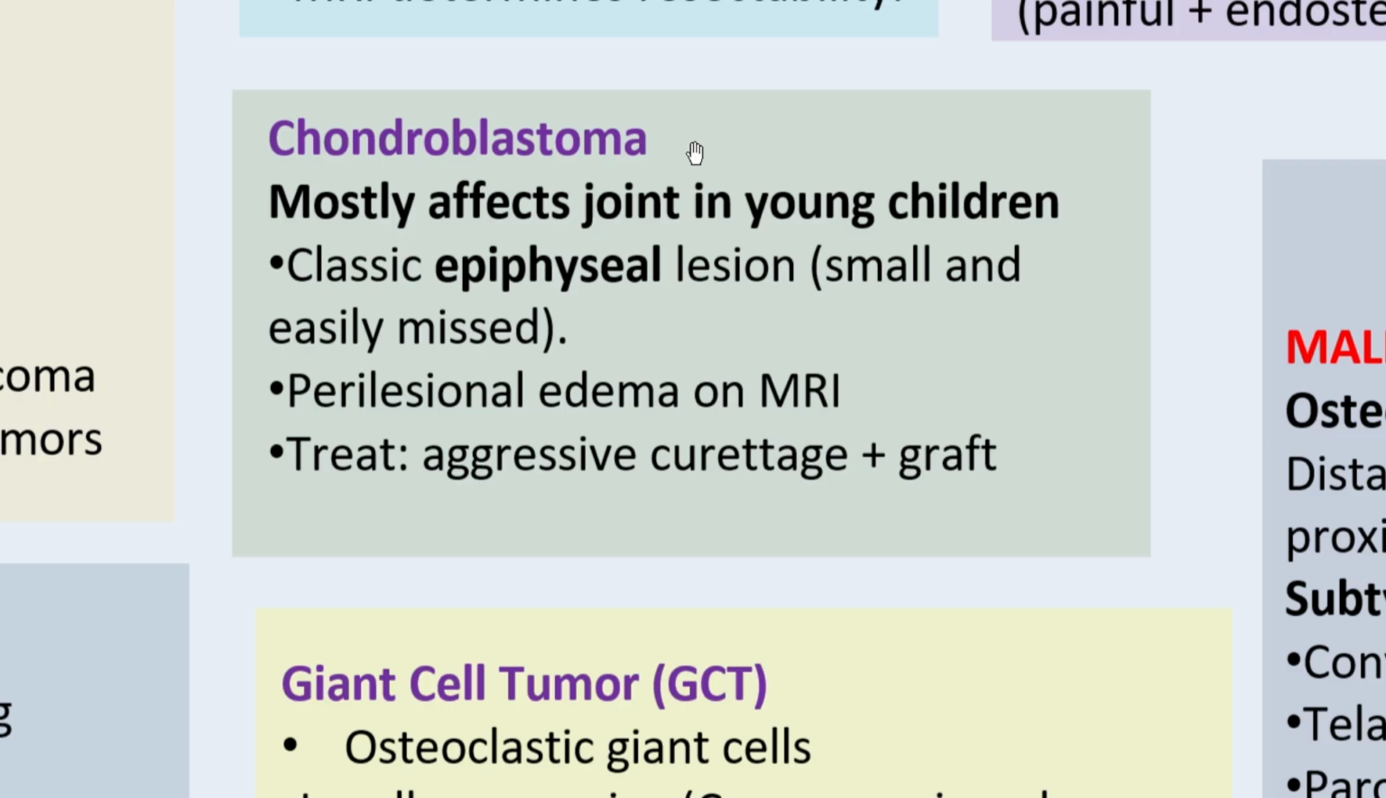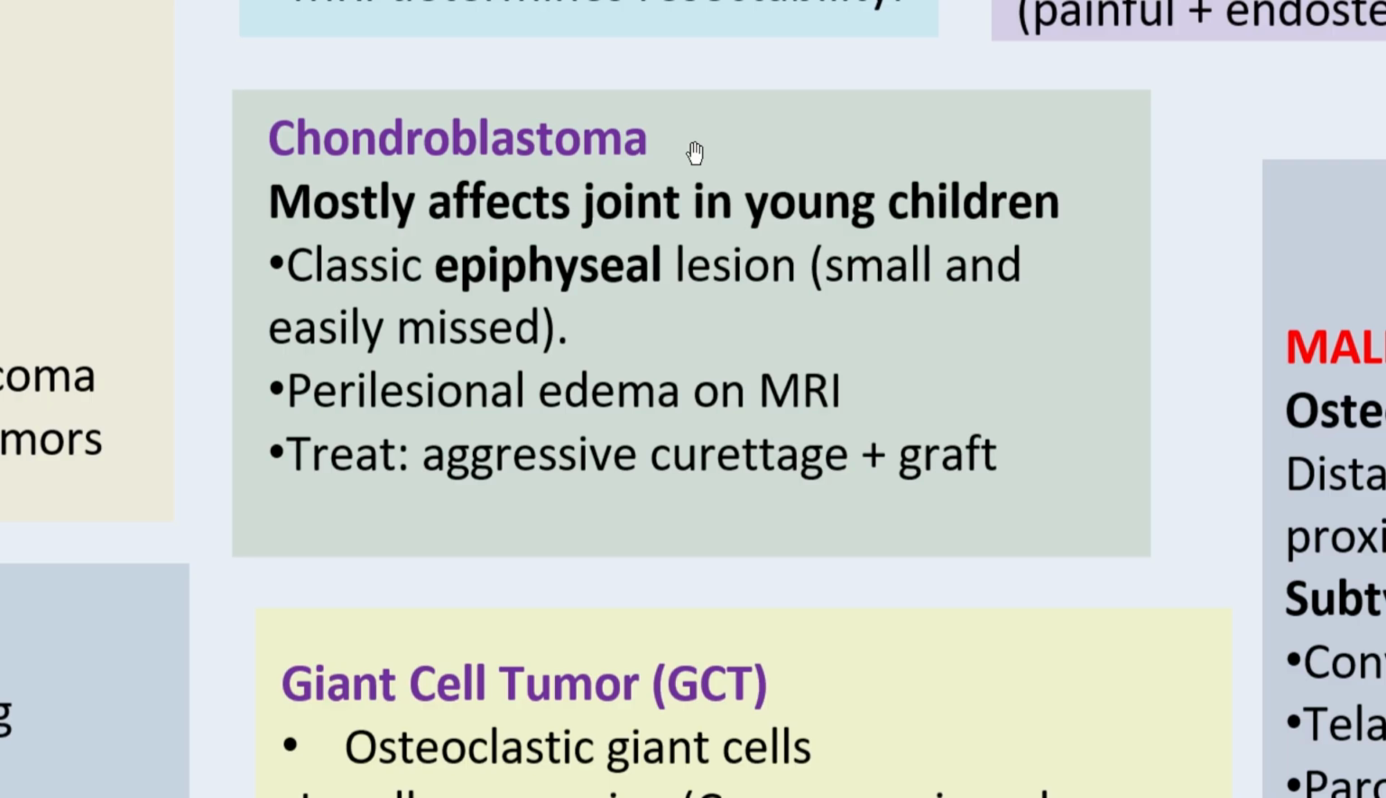So sometimes a bone scan or a scintigraphy can be done, and it will detect where that tumor cell is, and it's going to affect these joints and cause a lot of pain. Sometimes it causes perilesional edema on MRI, and most of the time it's treated with aggressive curettage plus a bone graft.